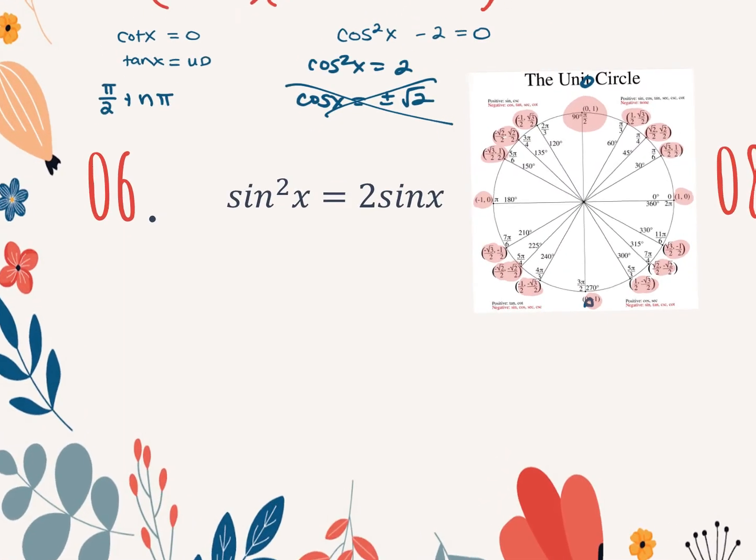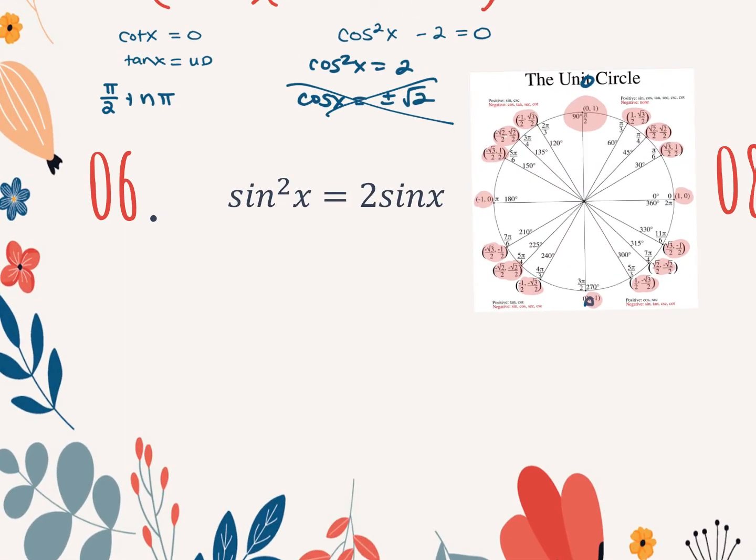All right, go to 6. What could you do here? Oh, I'm so glad you did that. What happens when you divide both sides by sine is you eliminated an answer. So you can't cancel them out. You can move it to the other side.